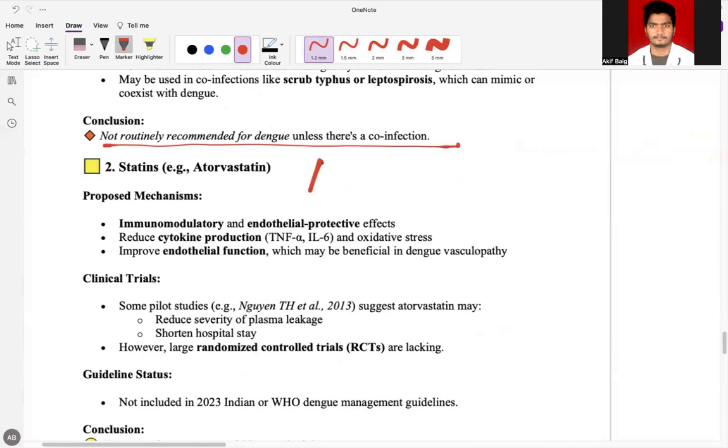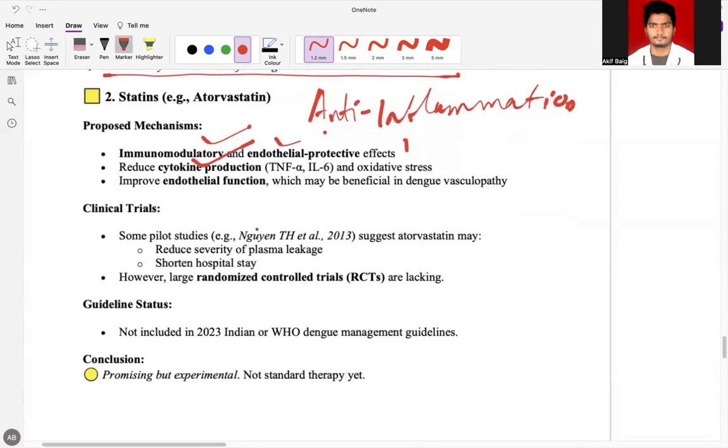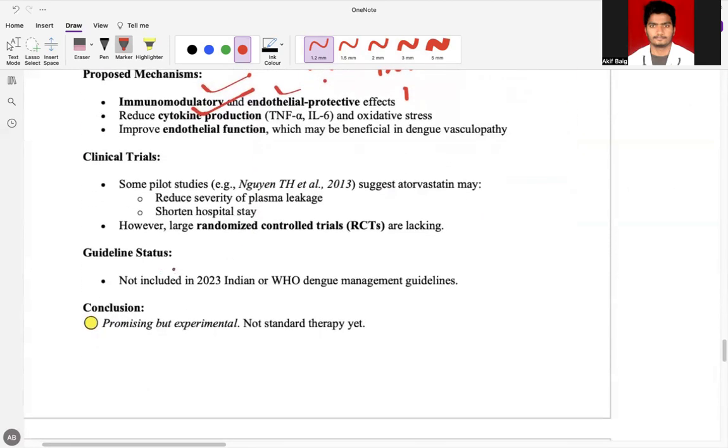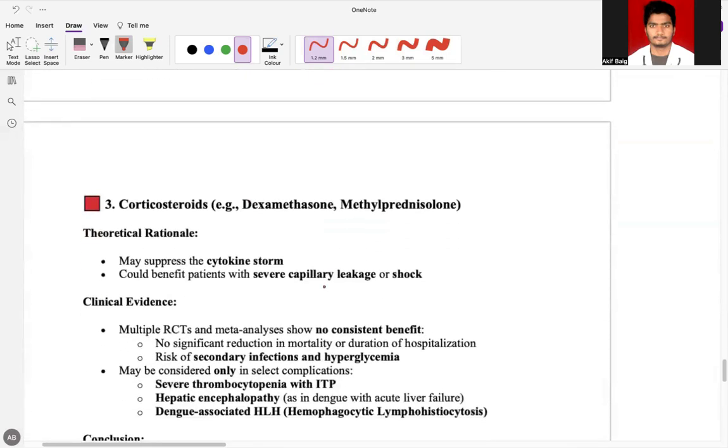Statins also have anti-inflammatory action, and often it was thought that they could be useful. Basically, the mechanisms are immunomodulatory and endothelial protective effects: it reduces cytokine production and improves endothelial function. Guidelines currently have not included this in the 2023 Indian or WHO dengue management guidelines. It is promising but experimental, not standard therapy yet.